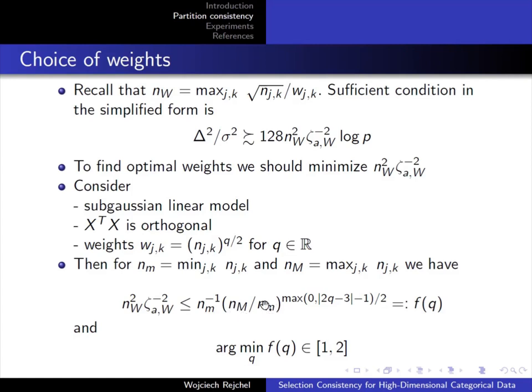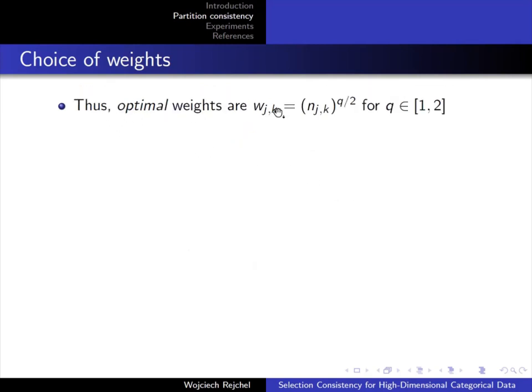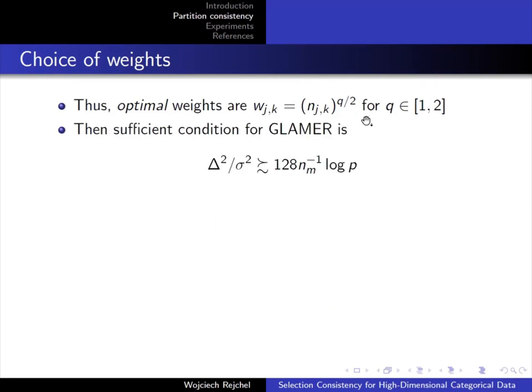And here in the bracket you have some number which is greater or equal to 1. This is the maximum of something, this is the minimum of something. Maximum is always larger. So if you want to minimize this, then here you have some exponent which is non-negative, so it should be 0. You can easily prove that it is 0 when your number q is between 1 and 2. So in such a case, you can easily solve this problem. Every weight with q between 1 and 2 gives you the optimal weights. So if you do it like I have said a second ago, then your sufficient condition for GLAMER looks like that.